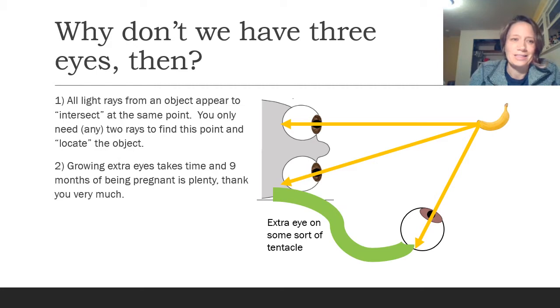And I can tell you as a mother that I don't need my children to be growing any extra body parts. Nine months was plenty. So two eyes is enough. Three eyes would be more than we need.